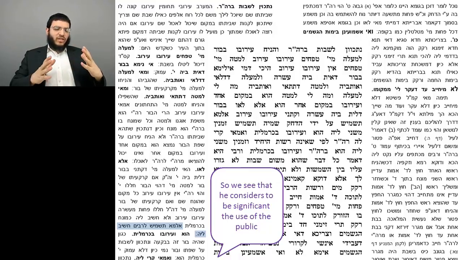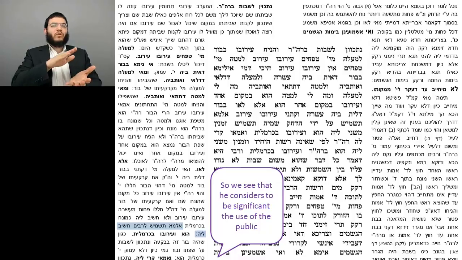So what we see over here is it says if it's less than 10 tefachim deep, it's a good eruv. Now if it's 8 tefachim, 7 tefachim, it's going to be a karmelis. It won't be a good eruv. So it must be the one that's 9 tefachim deep. So we see he's telling us that 9 tefachim deep is the reshus harabim.